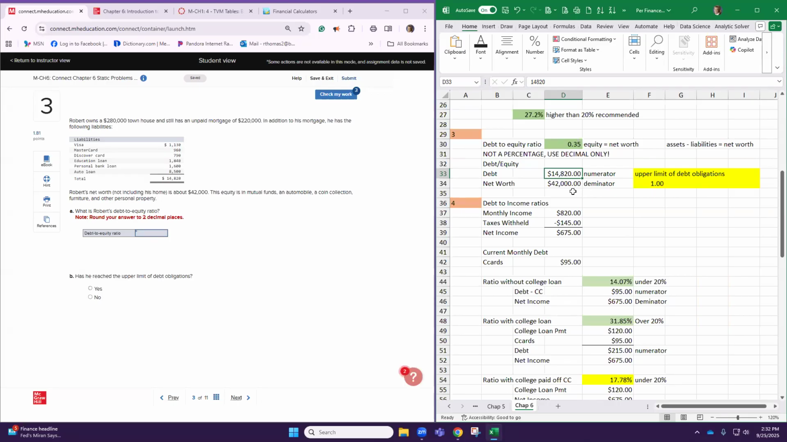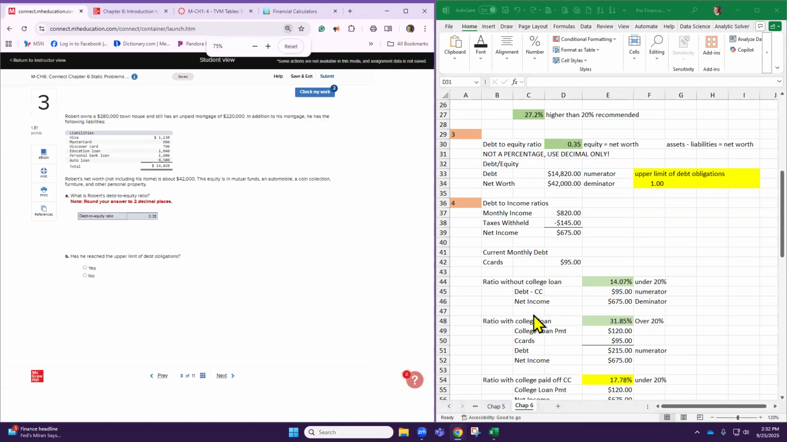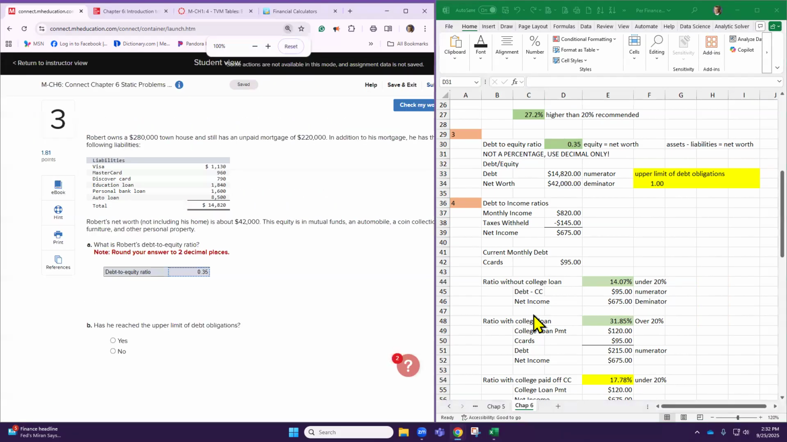And then we need to find his net worth. They say his net worth is $42,000. All right, so when you divide the 14,820 by the 42,000, you get a number that's 0.35. Do not convert this to a percentage. There's something about this number that they want it in decimal form, which I guess they should get what they want. So be sure to just put this in as a 0.35.